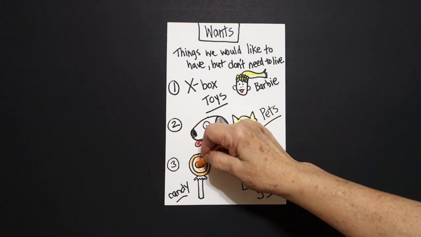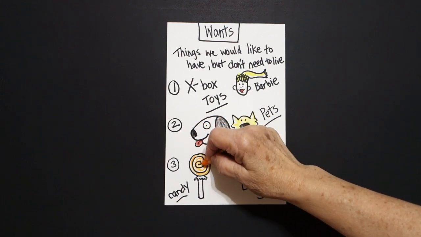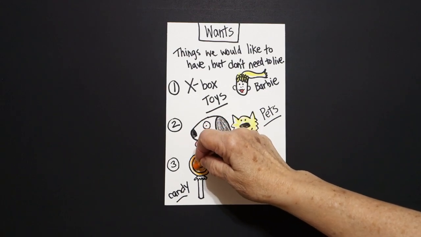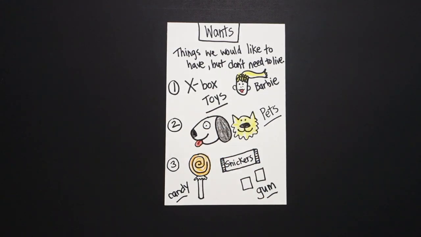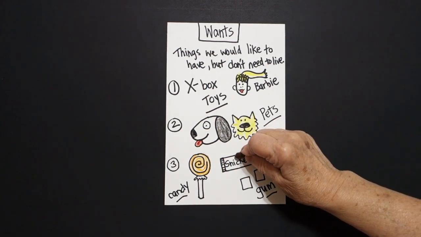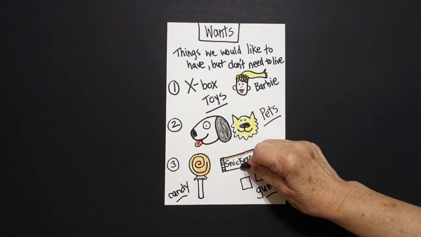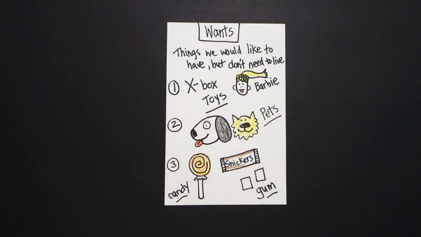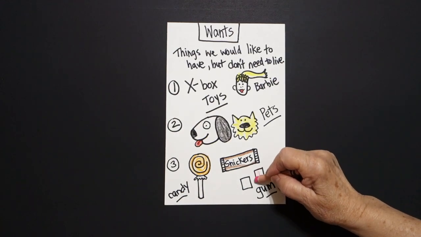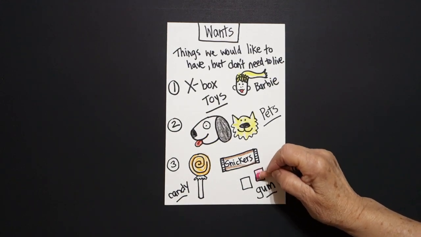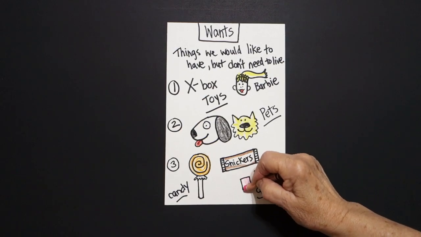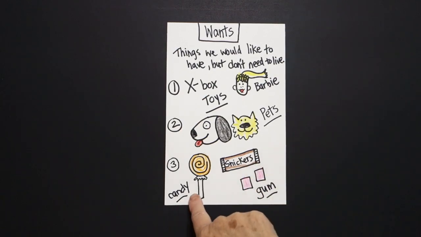Next, you can't beat a lollipop. So I'm using orange. You can do any flavor you like. So this is orange. I'm going to take my brown, just put a line atop Snickers, and a line down below Snickers, and pink gum. Same thing as everything else on my list. Do I want candy and gum? Of course I do. But do I need it? Nope. I don't need it in order to live or survive.